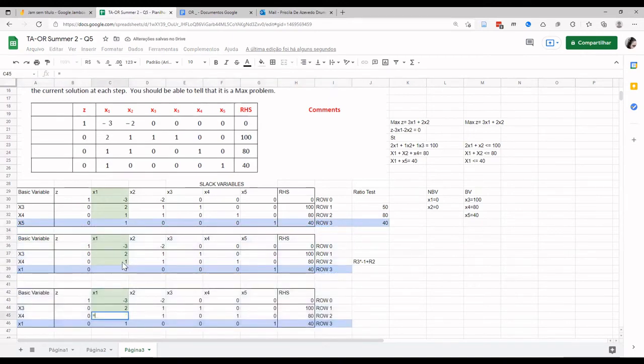So when I multiply this, every multiplication or division that you make has to be in the row that you are working, the pivot row. And then you just add the other row. Now I have 0, that's fine. I will have to do this to all the other columns in this row.